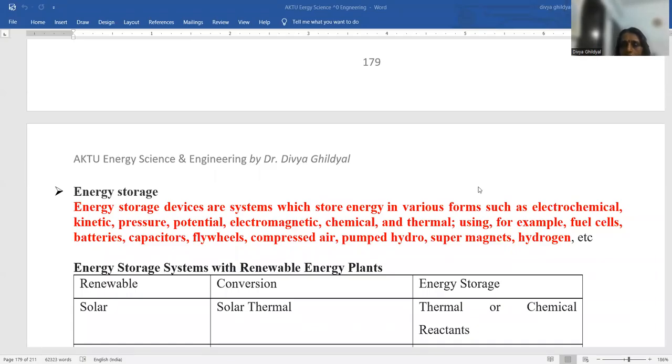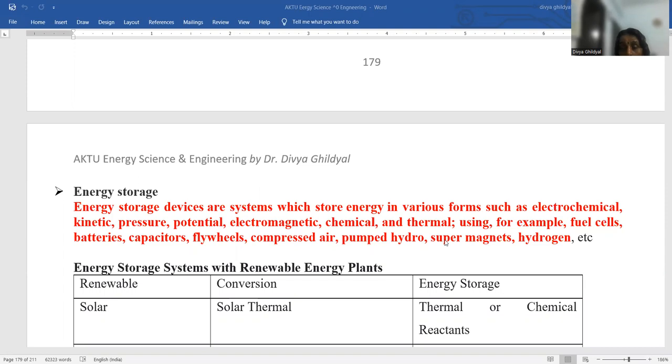Hello students, in continuation with my lecture series on AKTU Energy Science and Engineering, my topic going on is Unit 5, Systems and Synthesis. I have already discussed with you climate change, energy scenario, and now I will discuss the various energy storage. This is important.